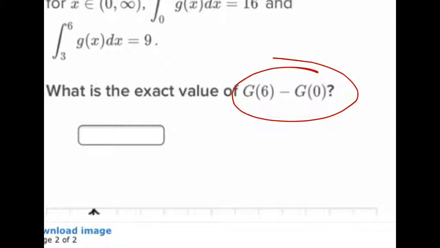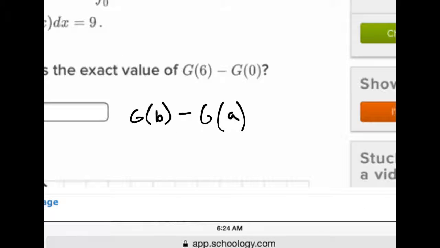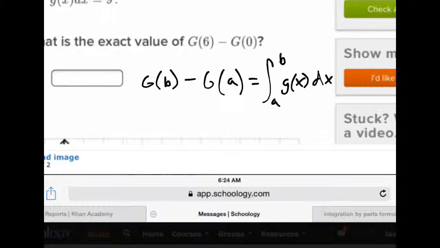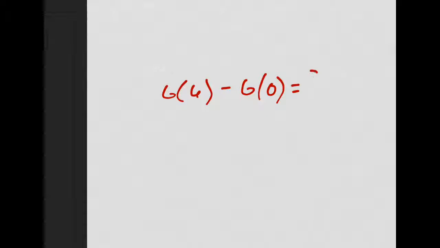Well, if you remember the fundamental theorem of calculus, it says if you have capital G of b minus capital G of a, that's going to equal the integral from a to b of lowercase g of x dx. So I'll just set it up like this. I have capital G of 6 minus capital G of 0. We want to know what this is.